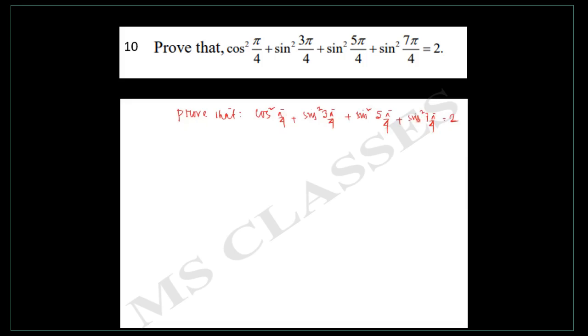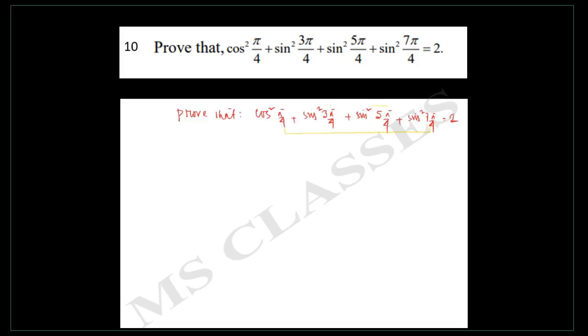It is 2 pi. That means basically 7 pi by 4 can be expressed with respect to pi by 4. Here 3 pi by 4 can also be expressed in terms of pi by 4. Pi by 4 can also be expressed in terms of pi by 4. Let's see various relations we can find out here. One is pi by 4 plus 7 pi by 4, that is 2 pi.